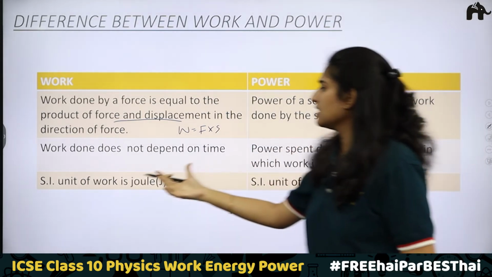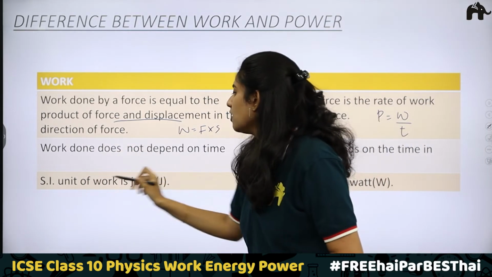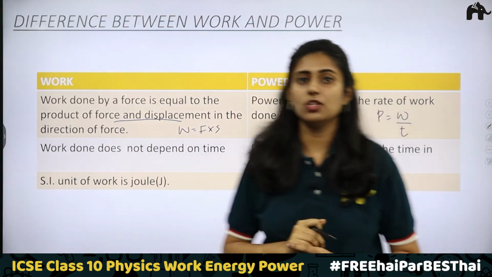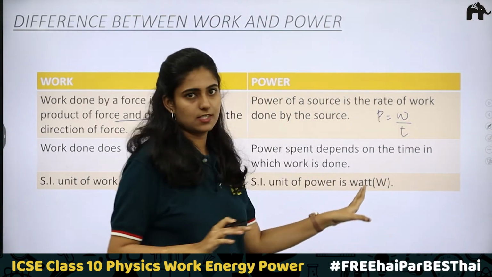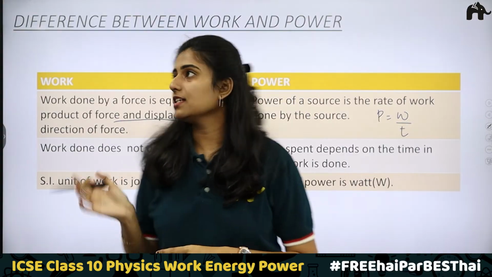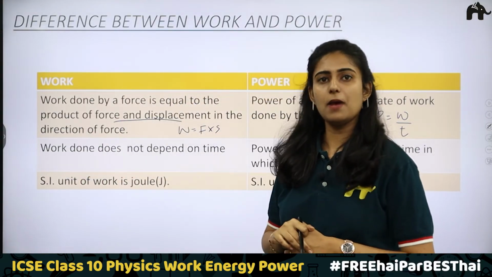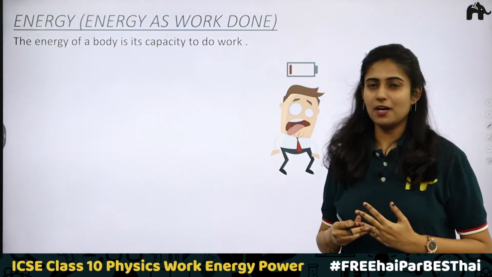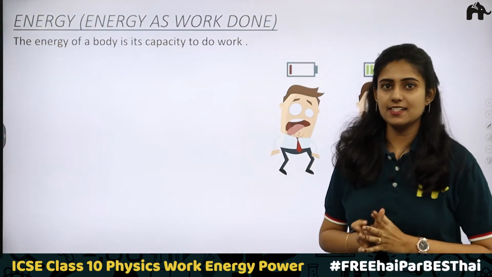Now the third is just the SI unit of each. SI unit of work is joules and the SI unit of power is watts. Okay, so these are the basic differences between work and power. We have studied about work and power. Next topic is energy. What is energy?